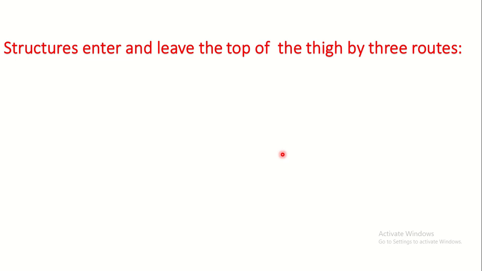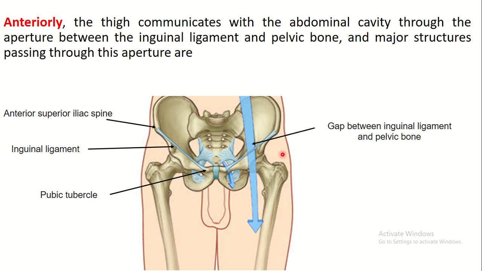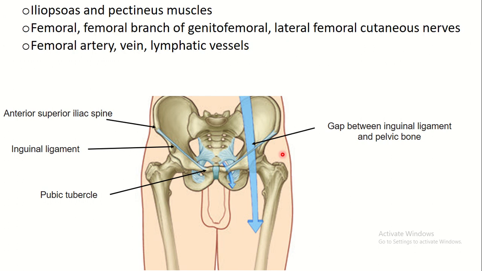The three routes through which the structures enter and leave the thigh are: anteriorly, the thigh communicates with the abdominal cavity through the aperture or the gap that lies between the inguinal ligament and the pelvic bone. وهذه حكينا عنه بالمحاضرة original anatomy وعرفنا major structures that pass through this aperture or this gap وقسمناها into three muscles, three nerves and three vessels.